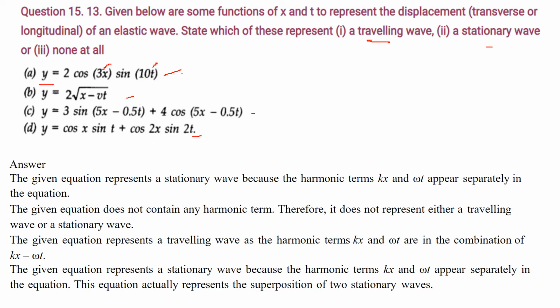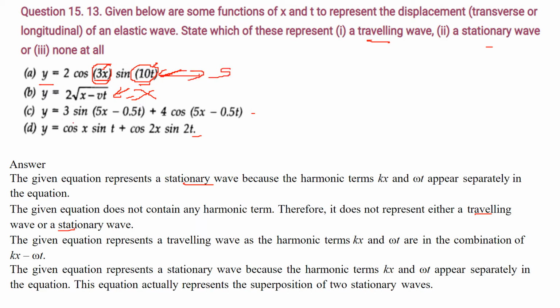First one will come here. This equation represents a stationary wave. Why? Because the harmonics kx and omega t appear separately, and this is only possible when we are talking about a stationary wave. In this case, y equal to 2 under root x minus vt. This equation has no harmonic form, so this is neither a traveling wave nor a stationary wave, so neither of them. And this one is our stationary wave.